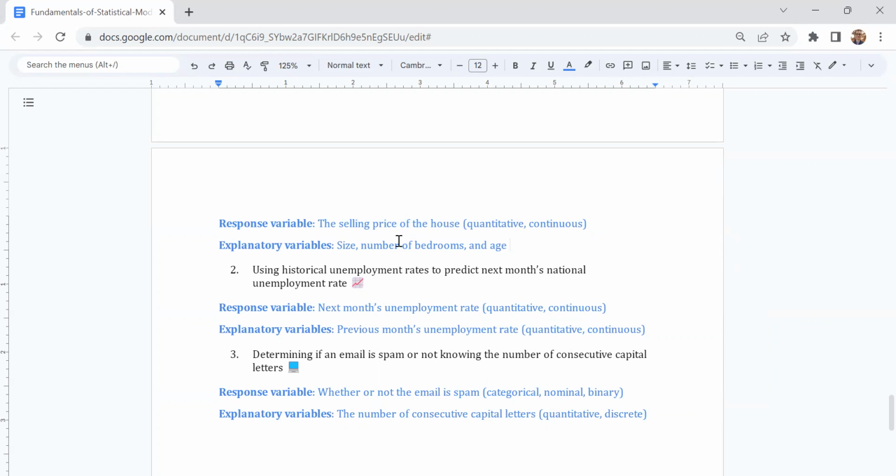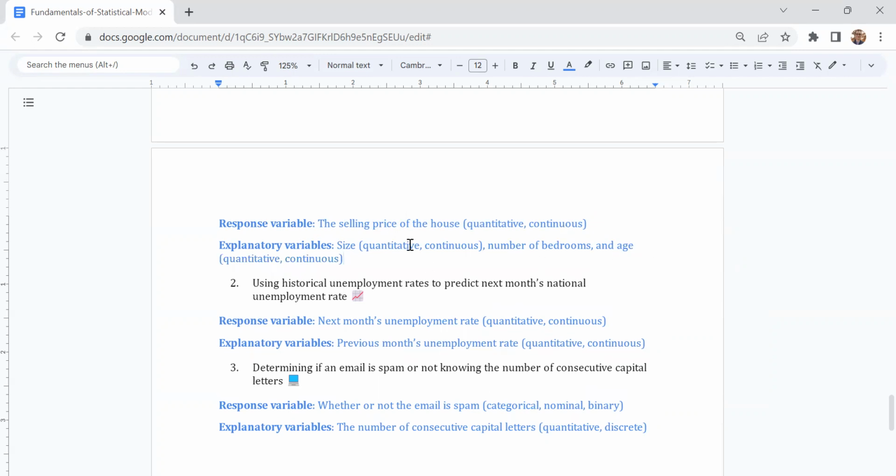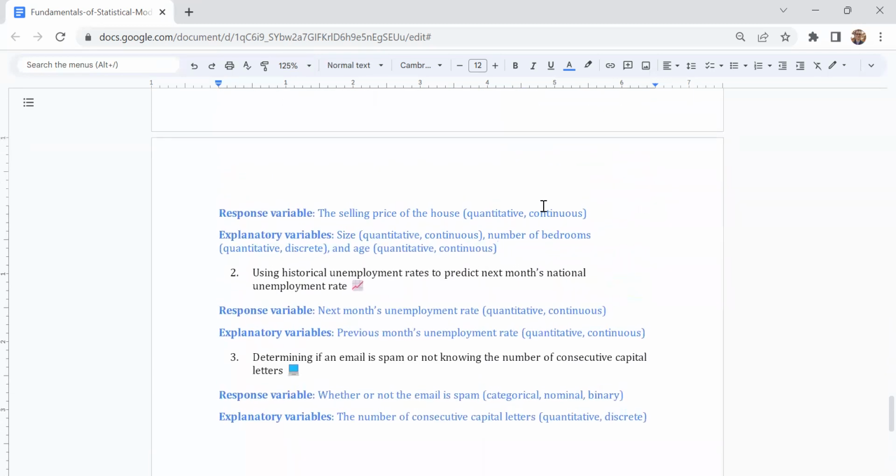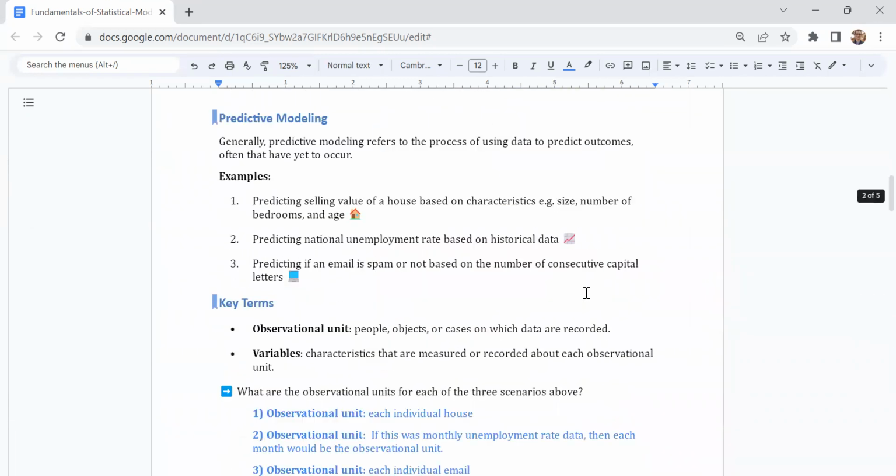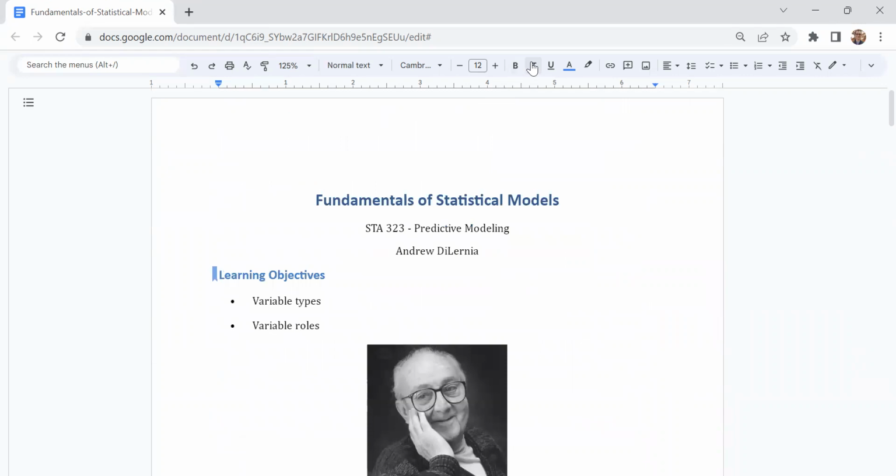And size, number of bedrooms, and age. Okay, so size is going to be square footage, so that would be quantitative and continuous. The age in years, quantitative and continuous because we could measure that more precisely. Number of bedrooms, though, that would be an example of a discrete quantitative variable. It must be a whole number, right? So that's it for each of these scenarios. And that's a quick, brief overview of fundamentals of statistical models.